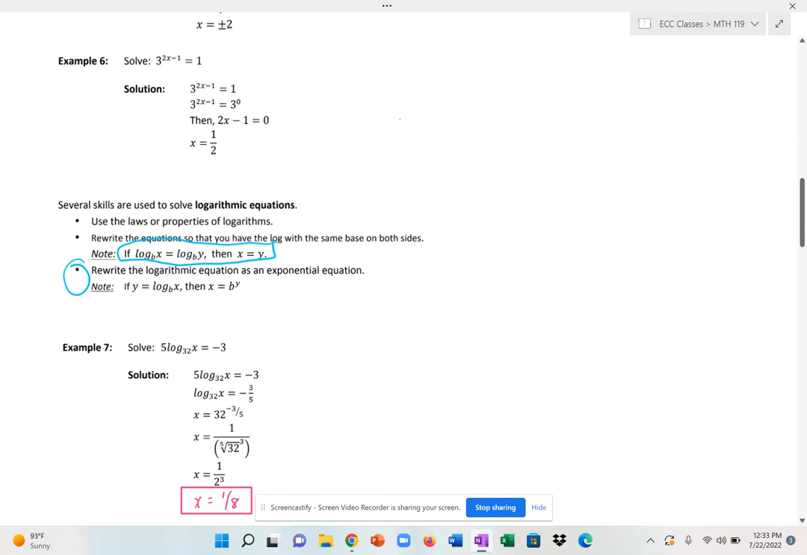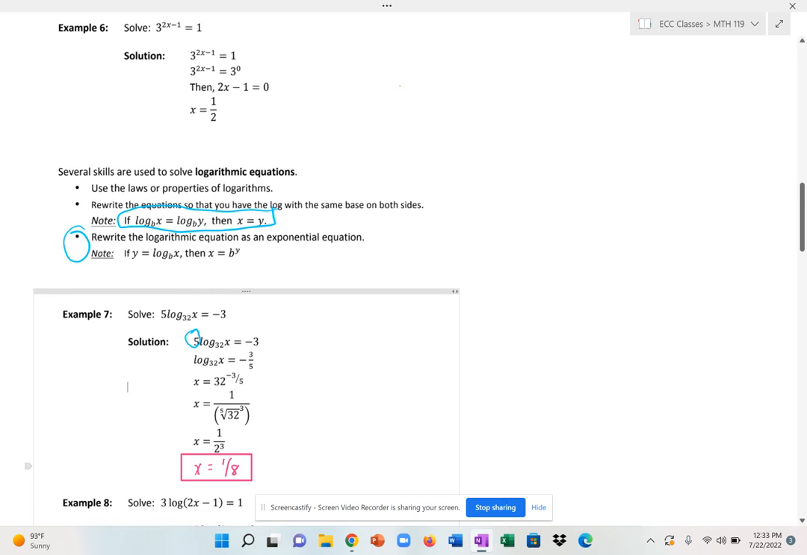So this goes back to an earlier lesson. I cannot convert this into an exponential expression until I get rid of that 5. And so the way I do that is I'm going to divide both sides by 5. So then my logarithmic equation is log base 32 of x equals negative 3/5.